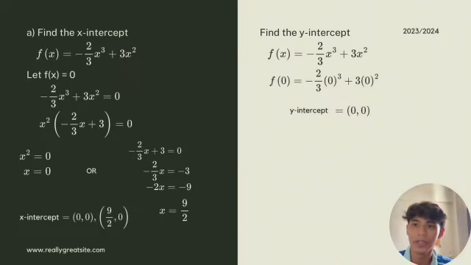For the y-intercept, we take the equation back, f of x equal to negative 2 over 3 x cubed plus 3x squared, and then we put 0 into x. So the y-intercept is (0, 0).